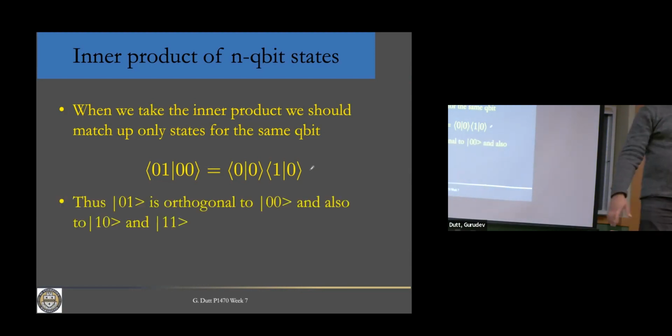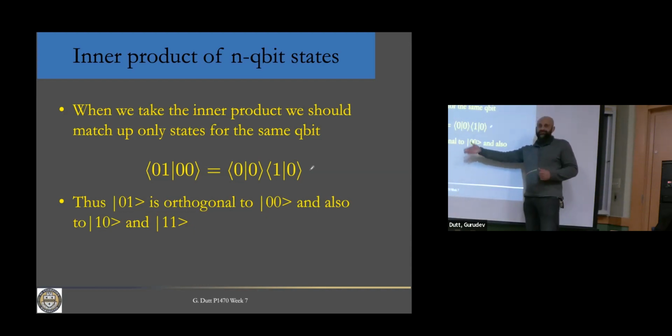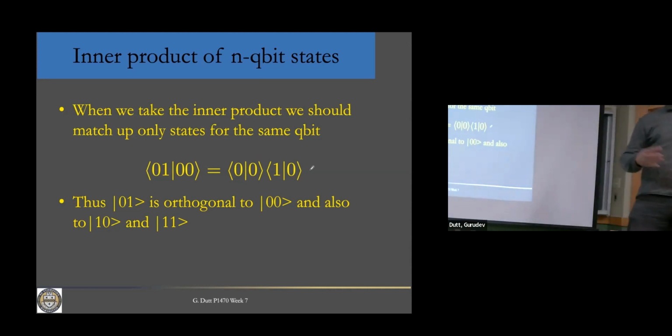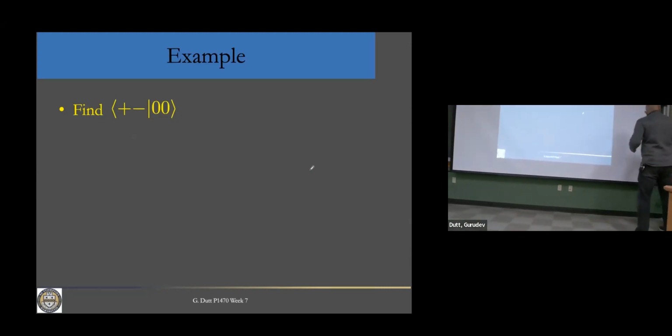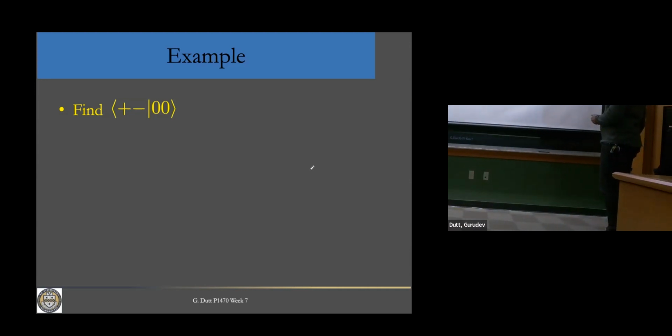So 0, 1 is orthogonal to 0, 0, and also, as is clearly obvious, it is orthogonal to 1, 0 and 1, 1. And you can check that those are all also orthogonal to the other states. And they only have a unit normalization to themselves. Meaning 1, 1 with 1, 1 will give me 1, and the rest will all give me 0. So let's do an example just to make this even more clear.